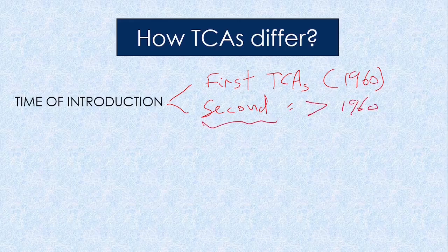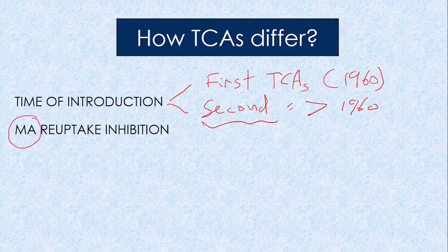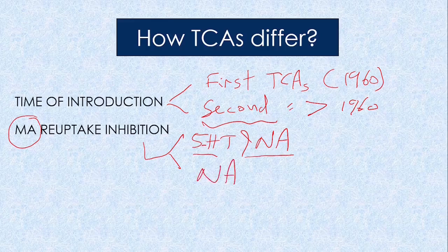The second generation were introduced by changing the chemical structure of the first generation to obtain tricyclic antidepressants with less toxicity and fewer side effects. Also, tricyclic antidepressants differ in the type of monoamine reuptake they inhibit. Some of them inhibit 5-HT and noradrenaline together. They are non-selective. They inhibit the uptake of 5-hydroxytryptamine and also noradrenaline. And some of them are selective in inhibiting noradrenaline.